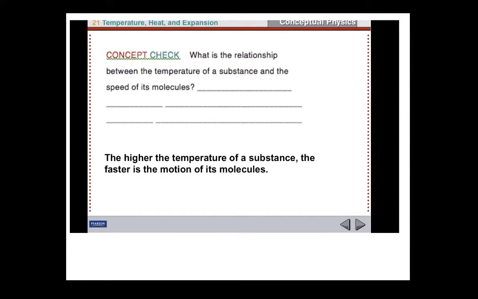What is the relationship between the temperature of the substance and the speed of the molecules? You know that the higher the temperature of the substance, the faster is the motion of the molecules. That means it is a direct proportion. An increase in the speed increases the kinetic energy, which then increases the temperature.